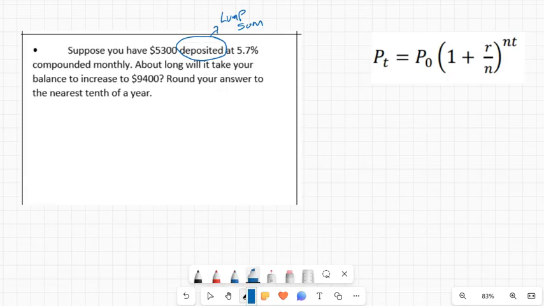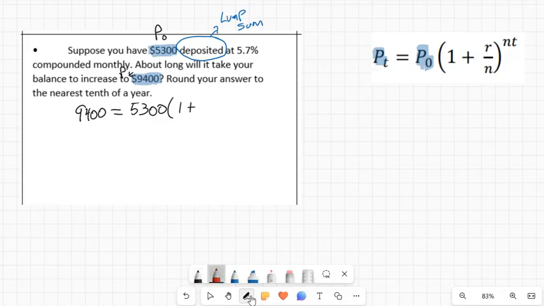Okay, as we're reading through this, we have two values of money, and those will go in the two spots where money values go. The P of 0 is the initial value, and the P of t is after time t has passed. This is a savings account, so the smaller value will be the initial value, and the later value will be the larger value. So let's see, we will have P of t, so that's 9,400, equals P of 0, 5,300, and we have a parenthesis and a 1 plus.